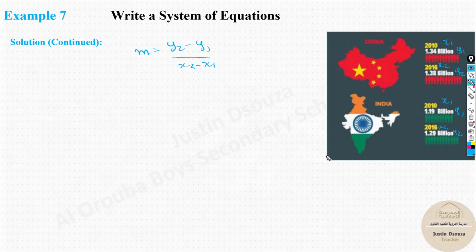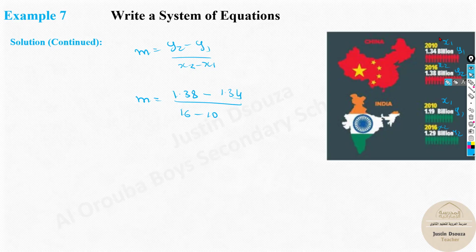We have done this before in the previous lessons. I hope this is fresh in your mind. Now, m equals, what is the y2 value? y2 is 1.38 minus, what is y1? 1.34, divided by 2016, I'll just take it as 16 minus 10. Okay, just put these values in the calculator, because 2006 anyway it's going to be the same. The difference over there is 6.